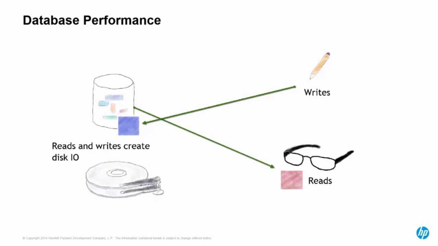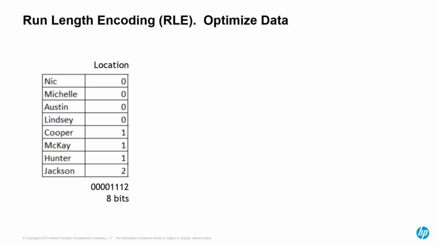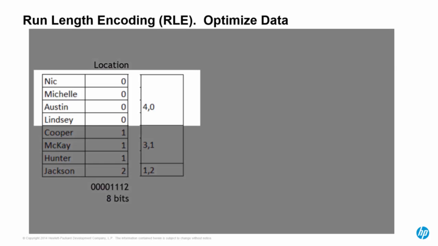Nevertheless, let's go ahead and look at something called run length encoding, or RLE. This allows us to optimize our data. And this is a little tricky. So let's look at the location here: 0 0 1 1 1 2. When you look at the location of all these, it's just a few values. See the zeros and ones, and now in the next column just popped up 4, 0, meaning there are 4 zeros, 3, 1, there are 3 ones. So let's go over this.